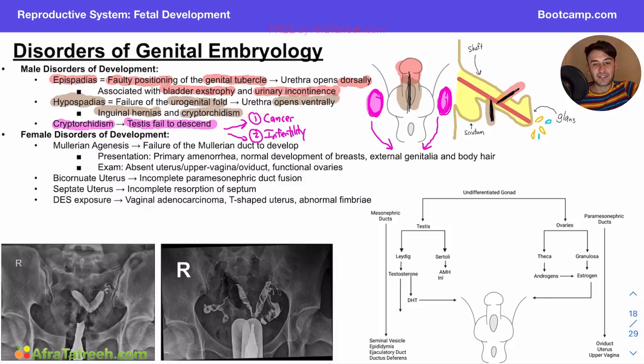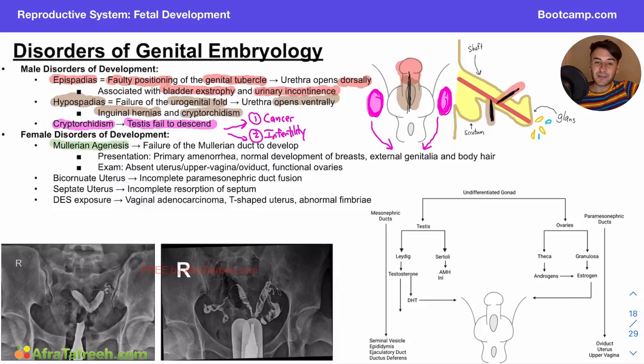So if we do have a patient who has not had their testicles descend after 6 months, we can perform an operation called an orchiopexy, and this is when we manually take the testicles and move them down into the scrotum for the patient so we can avoid these 2 complications. Let's move on now to talk about Müllerian agenesis. So Müllerian agenesis is just like it sounds.